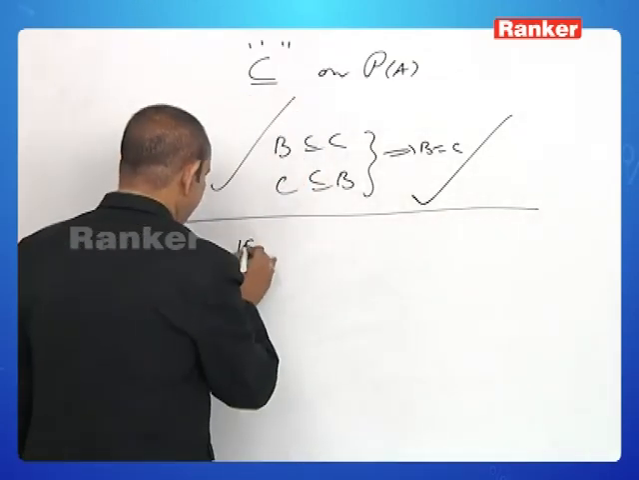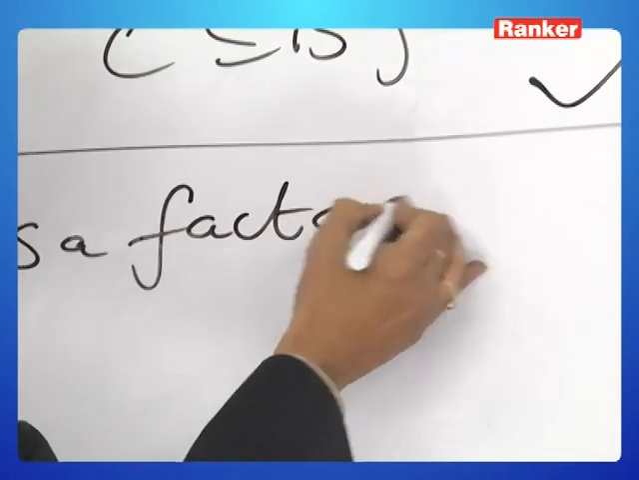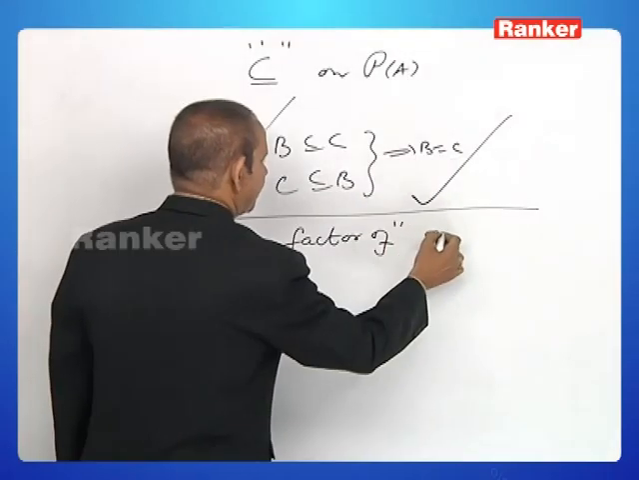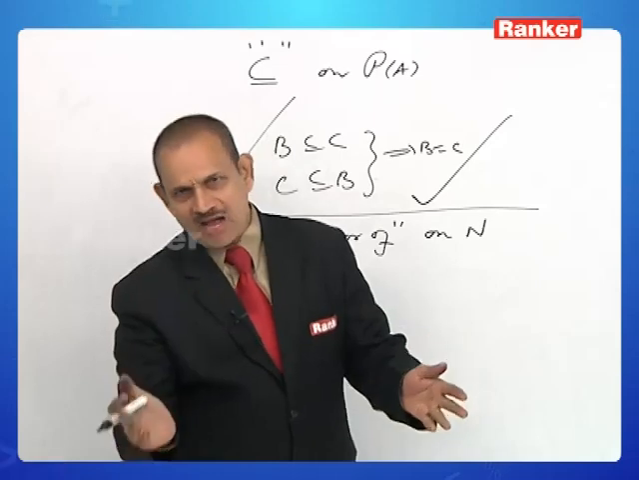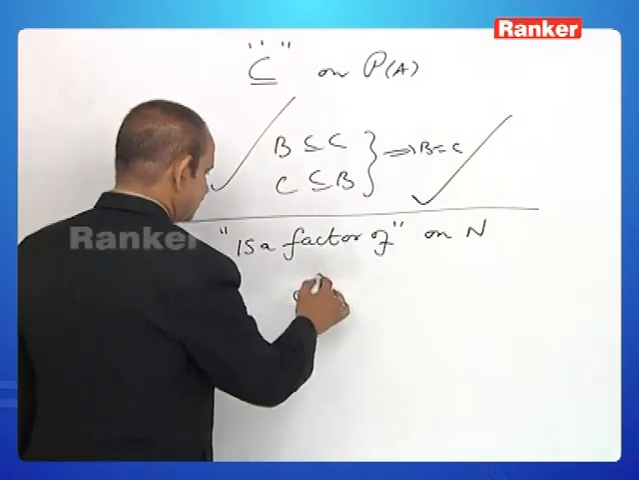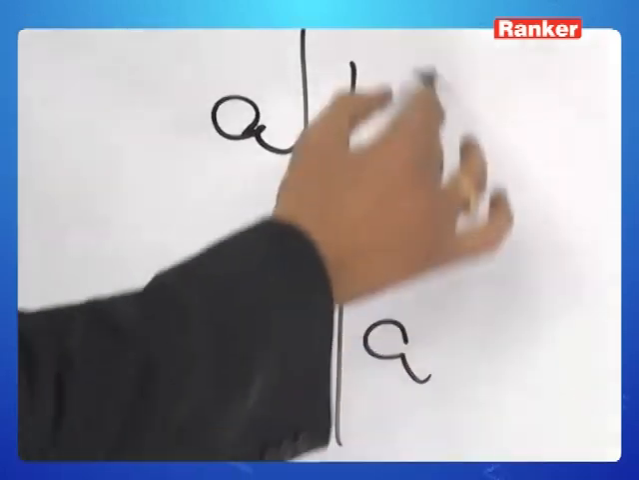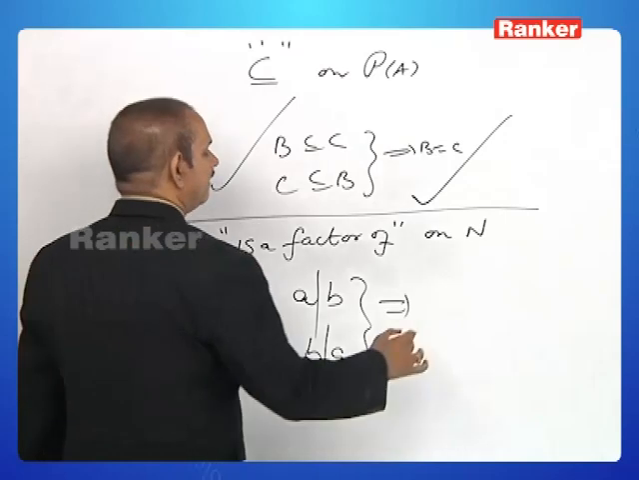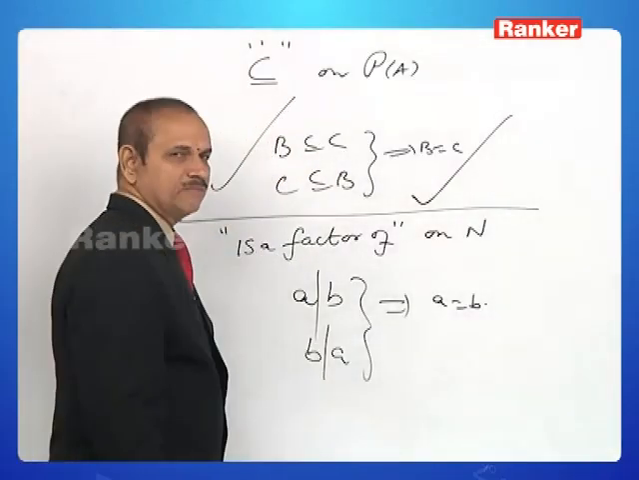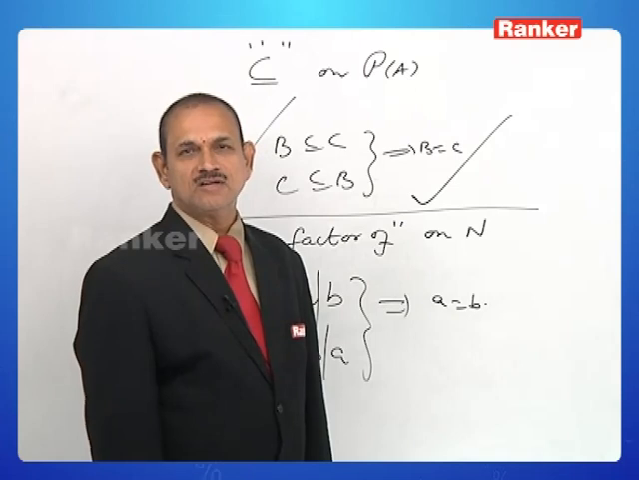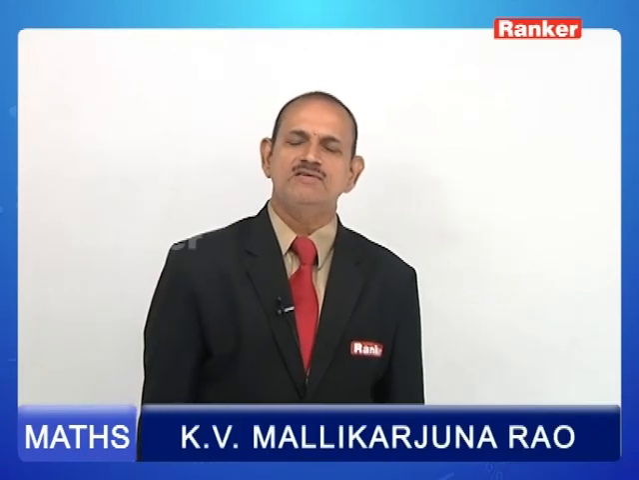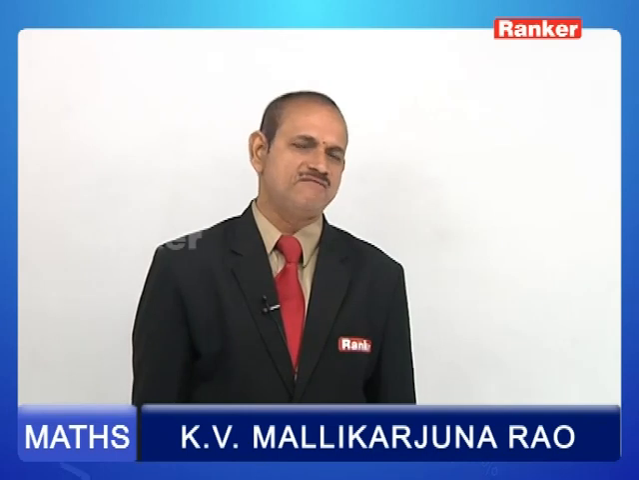Another example is a factor of on N. If you have two natural numbers, a and b, such that a is a factor of b and b is a factor of a, then both of these happening simultaneously clearly lets you say that a is equal to b, provided both a and b are natural numbers. These are the famous antisymmetric relations.